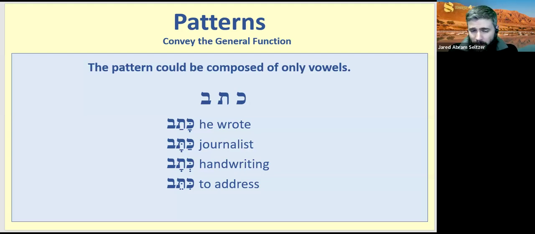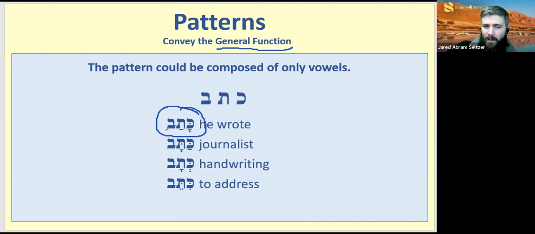I think that the way Hebrew originally worked is whatever the pattern of the word was, that conveyed the general function of the word. So if you take the root, which brings the general meaning, and then the pattern, which brings the general function of the word, you combine them together, boom, you created a Hebrew word, which means you could get a collection of words together that all have the same pattern, and they will all have something in common. Let's take this one right here.